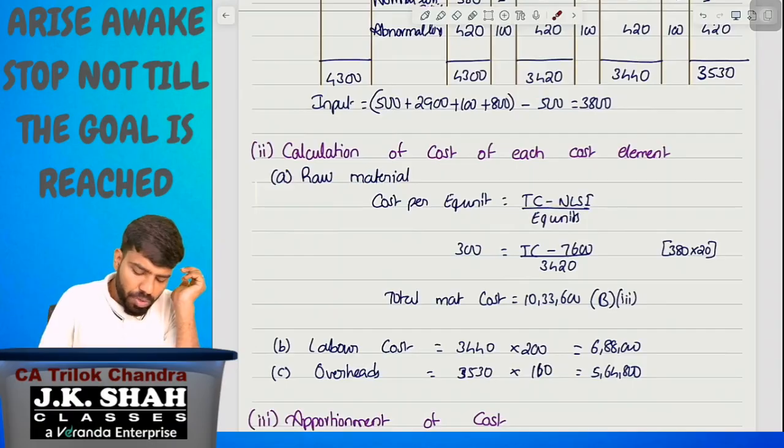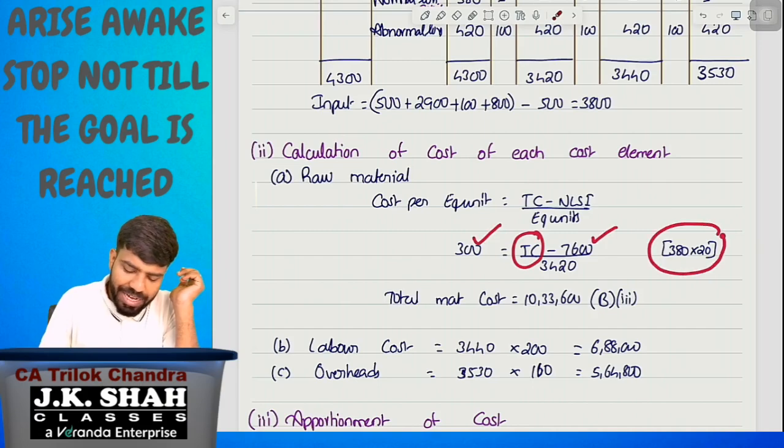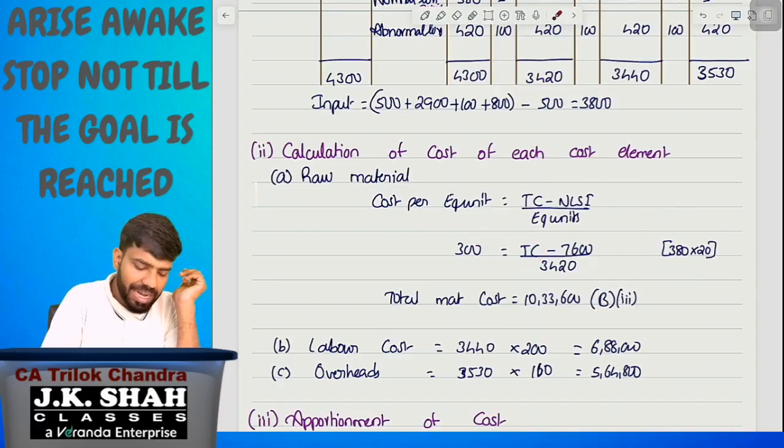Next. So I need to calculate total cost. Cost per equivalent unit 300 rupees. Normal loss scrap income. Here I gave the working: 380 units into 20 rupees. 7,600 is the normal loss scrap income, and 3,420 is the equivalent units. We'll get total material cost 10,33,600. Just I mentioned the answer numbers.